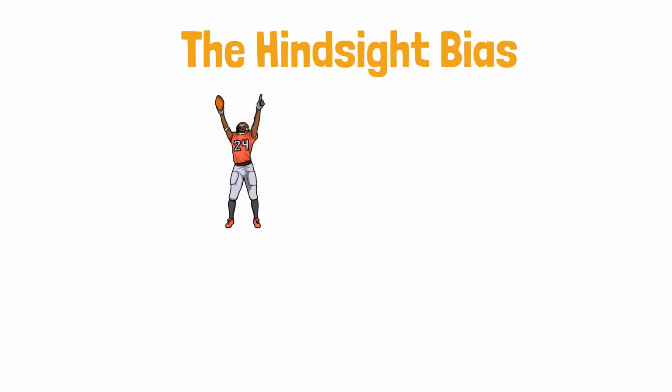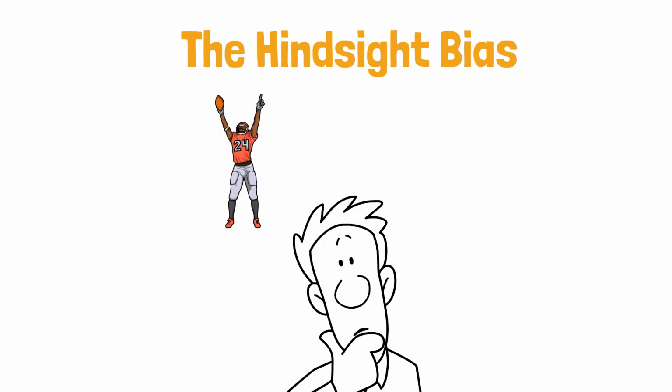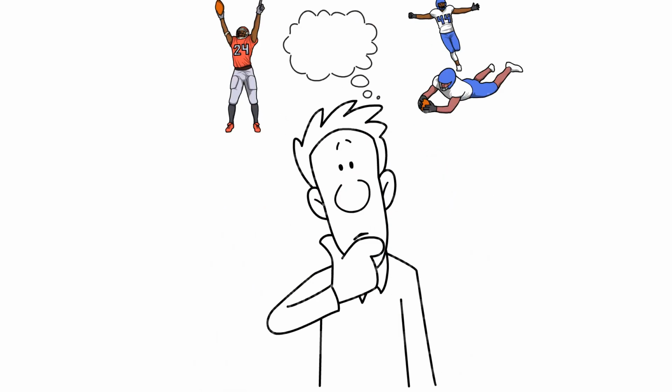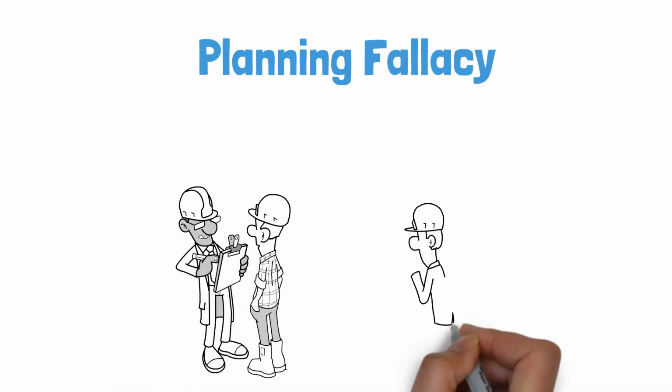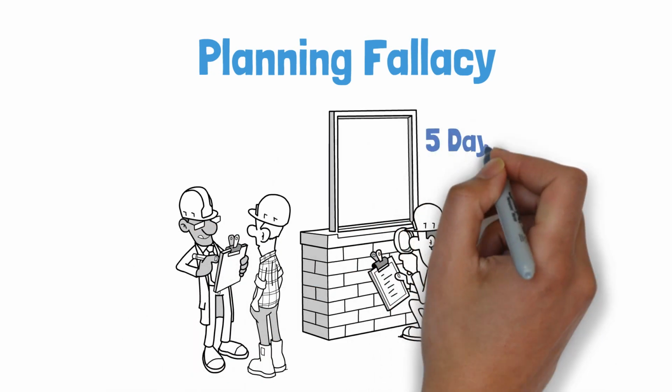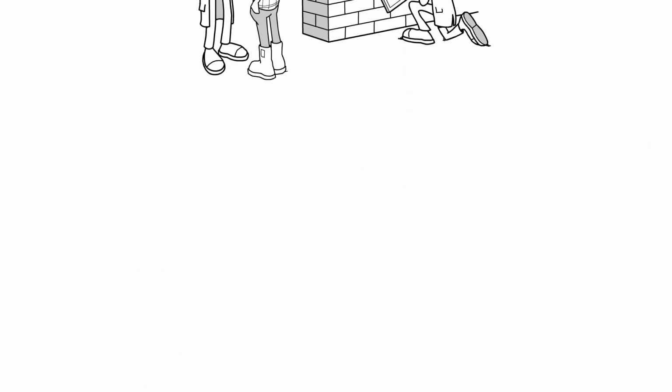The hindsight bias. The hindsight bias is believing you predicted an outcome after it happens. Acknowledging that outcomes are not always predictable helps avoid this bias. The planning fallacy. The planning fallacy is underestimating how long things will take. Adding extra time to plans can help reduce stress and improve time management.